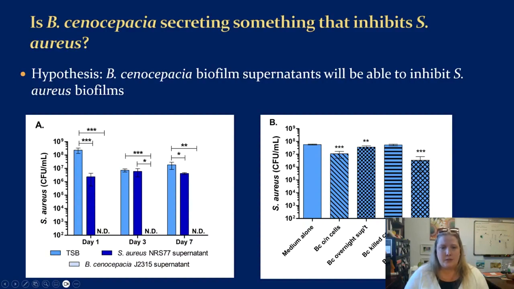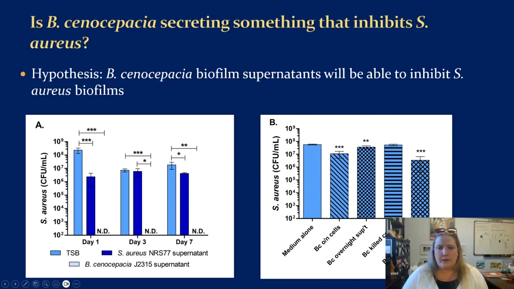When we take the supernatant from Burkholderia grown by itself in biofilms, we can see that we do not detect any Staph aureus growth. This suggests that there's a secreted compound that Burkholderia produces during biofilm growth, all on its own, that is sufficient to kill Staph aureus. We compared this then to looking at other types of cells, so whether it's Burkholderia overnight cultured cells, the supernatant from cultured cells that were just overnight. These would be planktonic, non-biofilm-like cells.